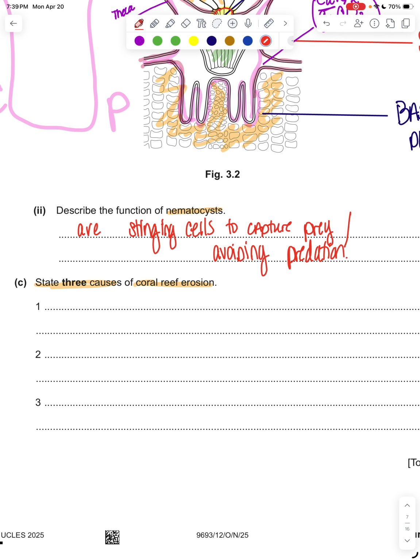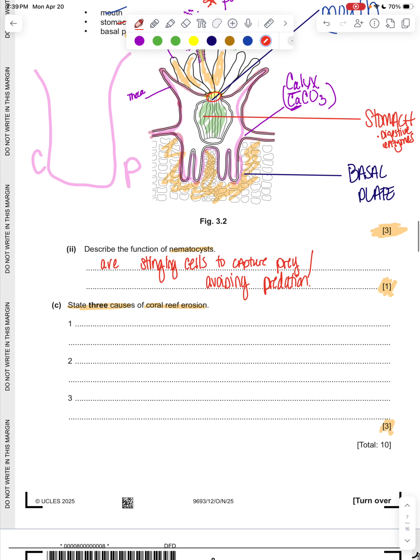Three causes of reef erosion. This was also an extended response question. It's a cause and effect of reef erosion. That extended response was from May-June 2025, paper 11. Erosion is any time the growth is less than the loss, or like we're losing more calcium carbonate than they're gaining. And again, this is from section 5.2, towards the end of that section.